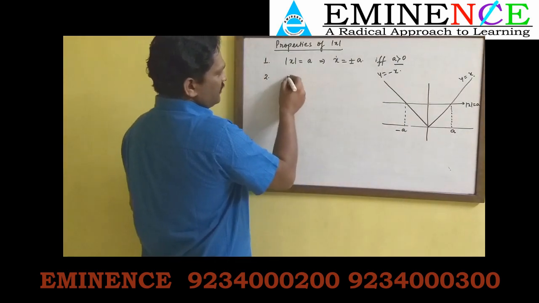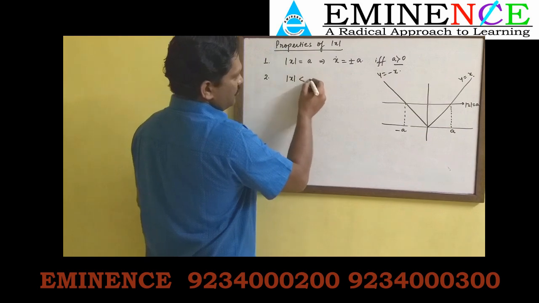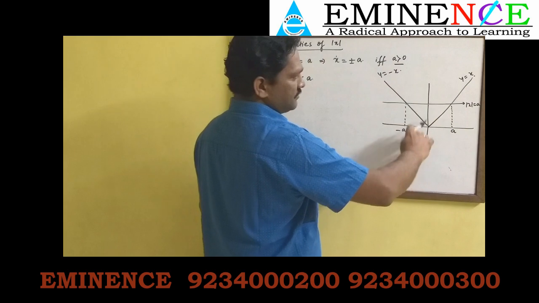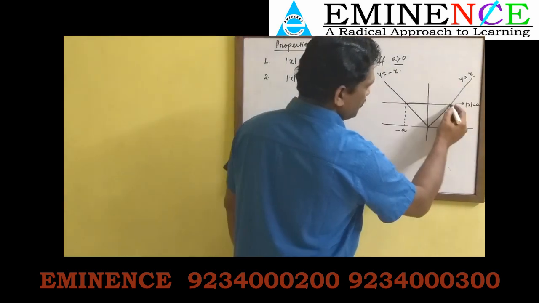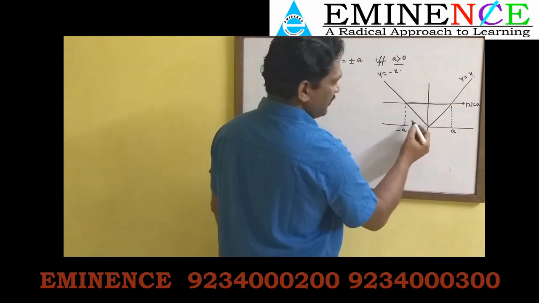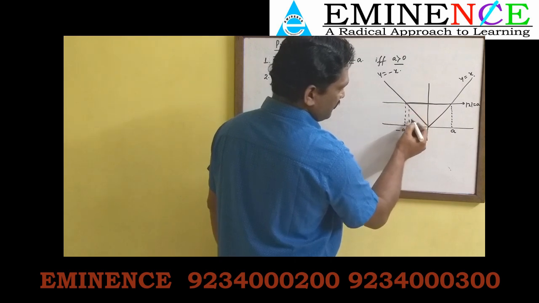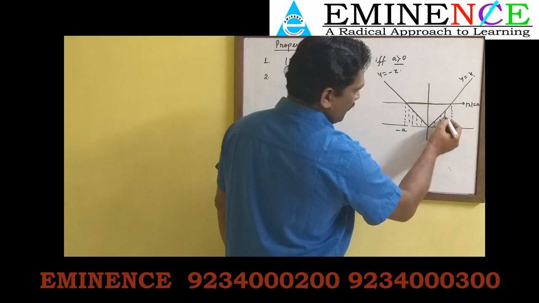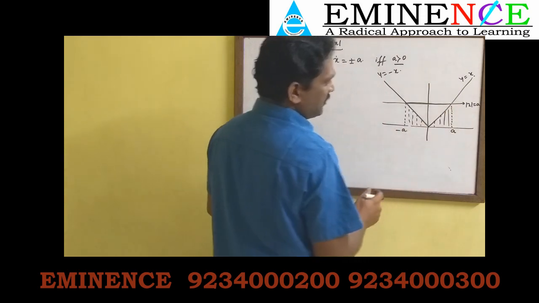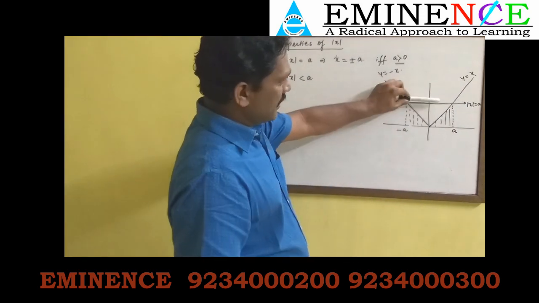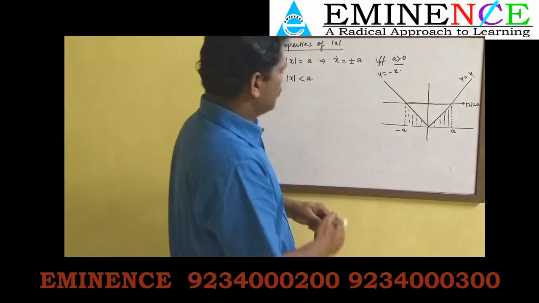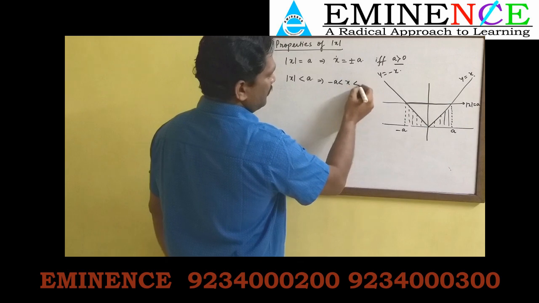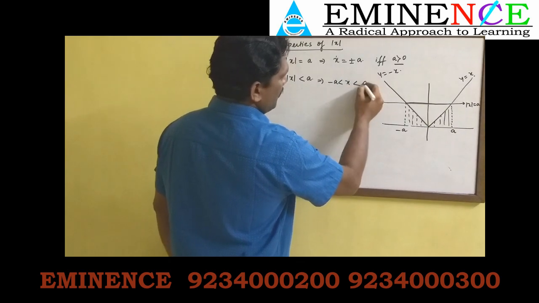Now, secondly, if I say that modulus of x should be less than a. See, less than a always means below. So when is this V-shaped graph below this line? See, what are the values of x permissible? These are the values of x for which the V-shaped graph lies below the line mod x equal to a. So what does it mean? It means that x should be greater than minus a but less than a.